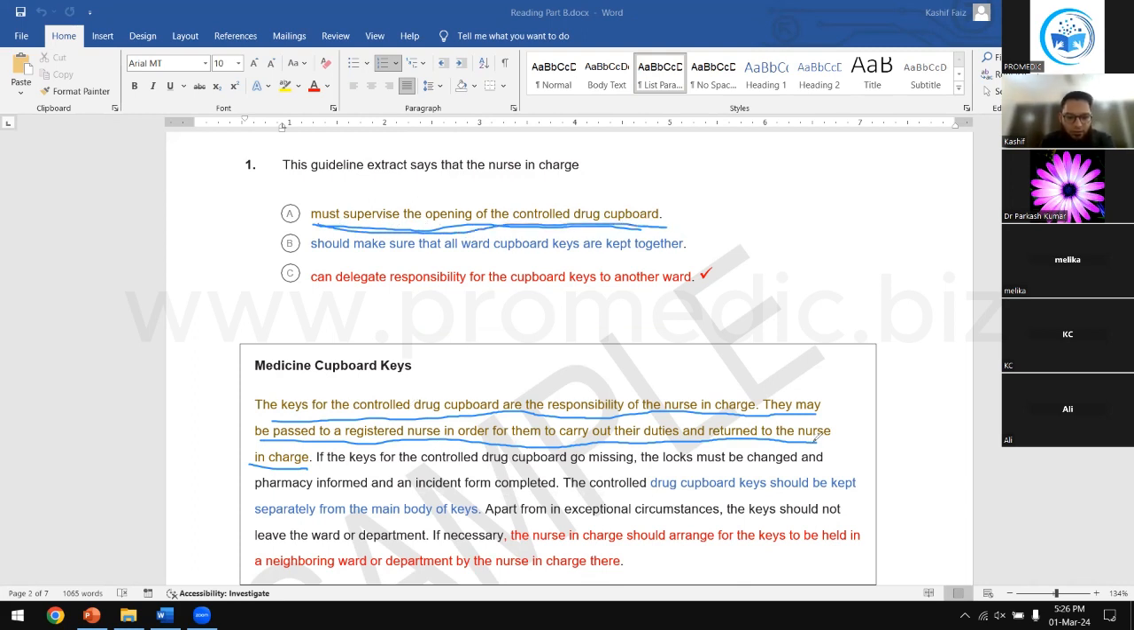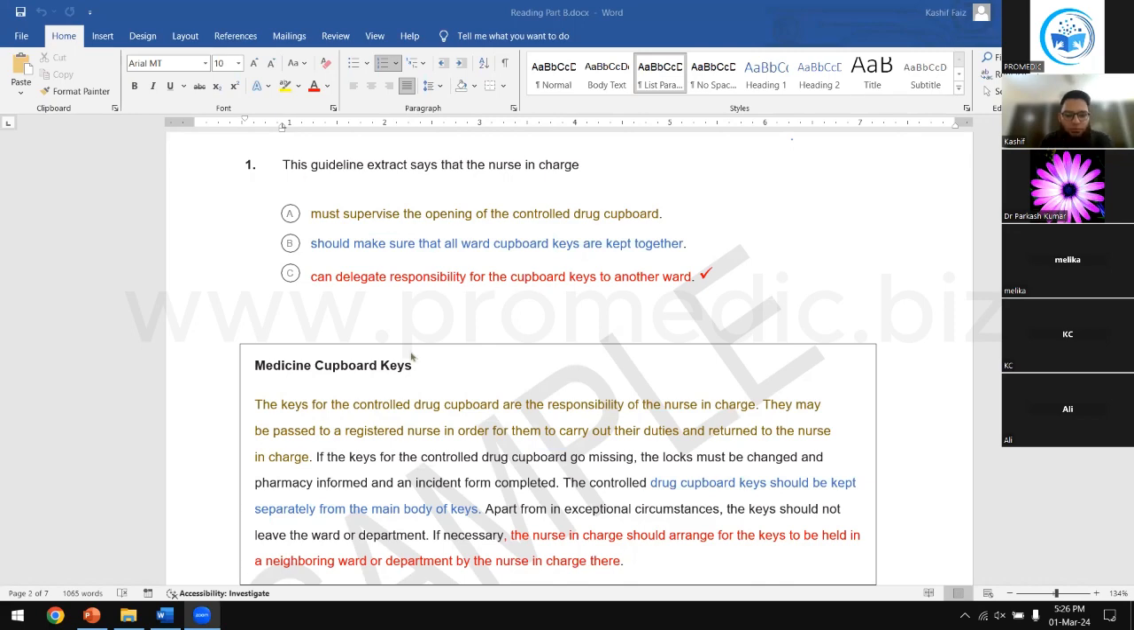No, it is not written here. And B says should make sure that all ward cupboard keys are kept together. Here it is written the controlled drug cupboard keys should be kept separately from the main body of the keys. Okay. C is can delegate the responsibility for the cupboards to another ward. Yes, the nurse in charge should arrange for the keys to be held in a neighboring ward or department by the nurse in charge there. So it tells you that C is the most appropriate answer here. And this text is telling you that the nurse can delegate the responsibility for the cupboard keys to another ward. Otherwise, for these two you do not have the relevant information in this one.